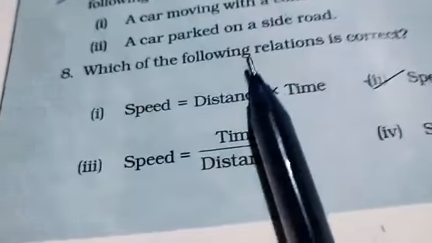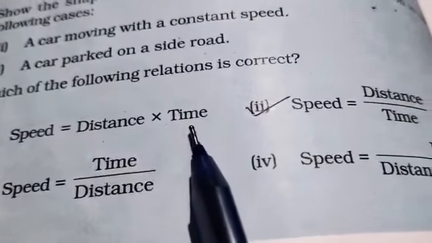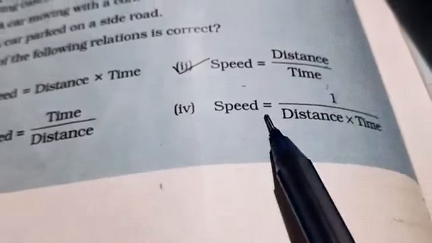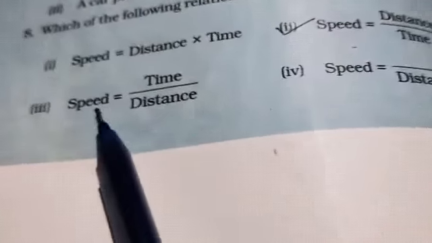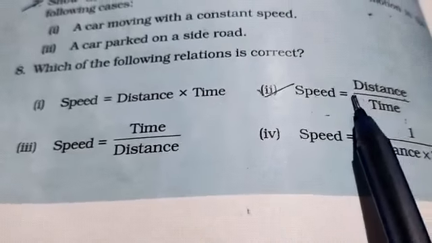Now which of the following relations is correct? Speed is equal to distance into time, or speed is equal to distance upon time, or speed is equal to one distance by time, or speed is equal to time upon distance. So what is our answer? Speed is equal to distance upon time. Right. Now we go for question number 9.